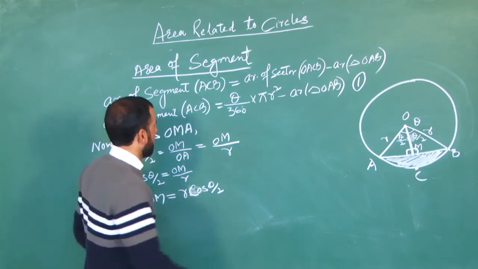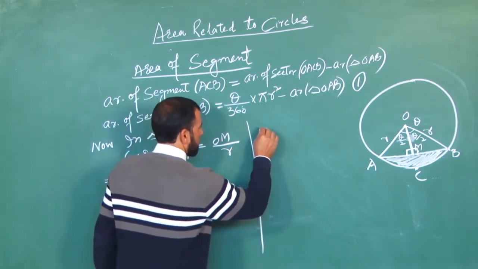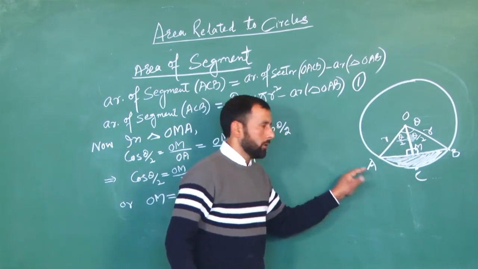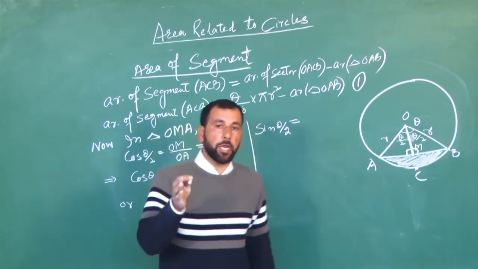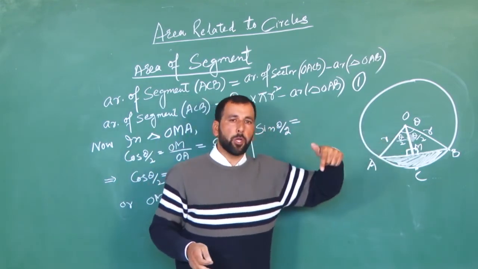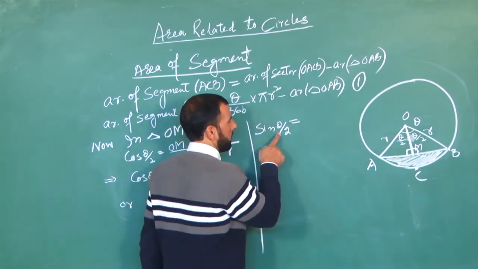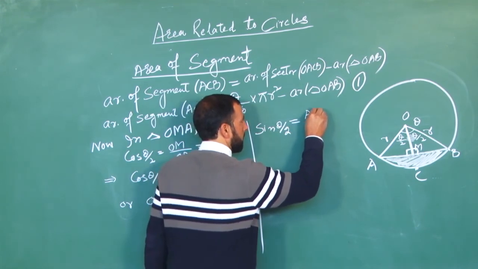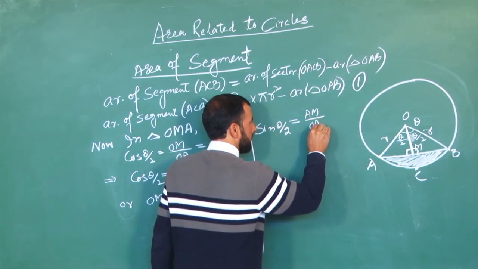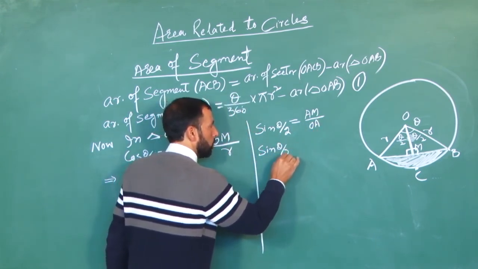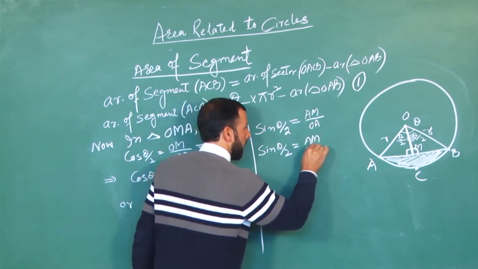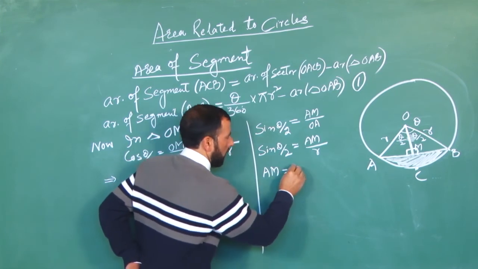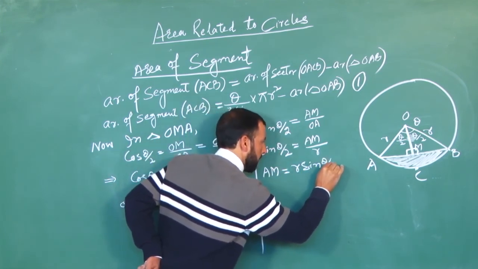Similarly, taking the same triangle, now sine theta by 2 for the same triangle. In triangle OMA, sine theta is perpendicular divided by hypotenuse. What is the perpendicular here? Perpendicular is the side opposite to the angle. That means we take angle theta by 2 here, and the opposite side is AM. So this is the perpendicular, and AM divided by the hypotenuse OA. Now sine theta by 2 is equal to AM divided by OA. OA equals the radius R. That means AM is equal to R sine theta divided by 2.